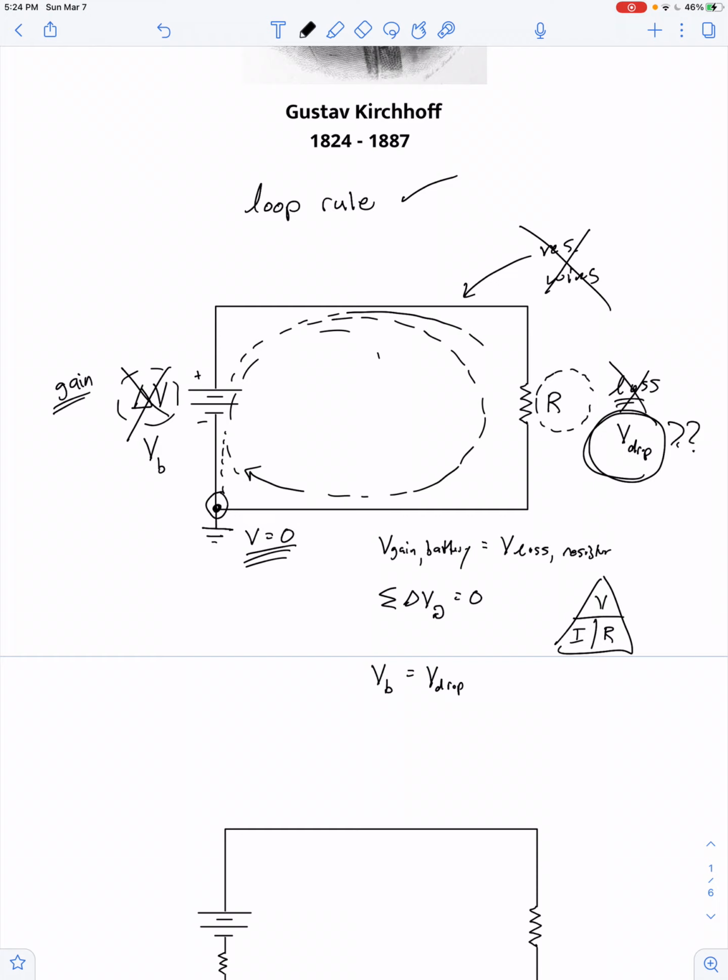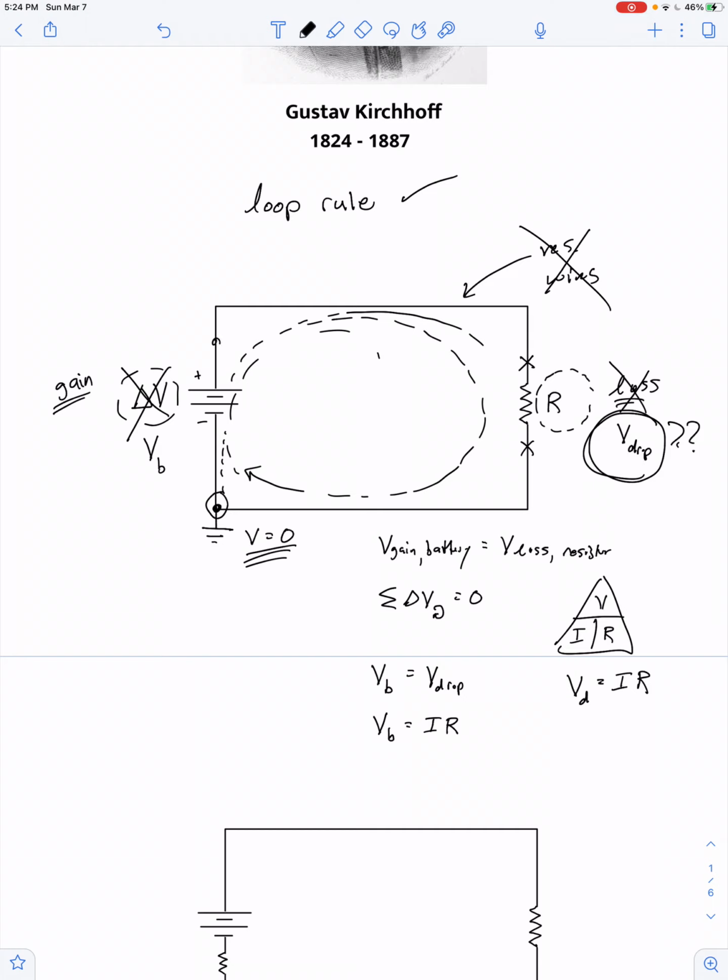So the voltage drop across the resistor has to equal the current flowing through the resistor times the resistance of the resistor. That's just an expression of Ohm's law. So the voltage of the battery is the same thing as the voltage across the resistor.